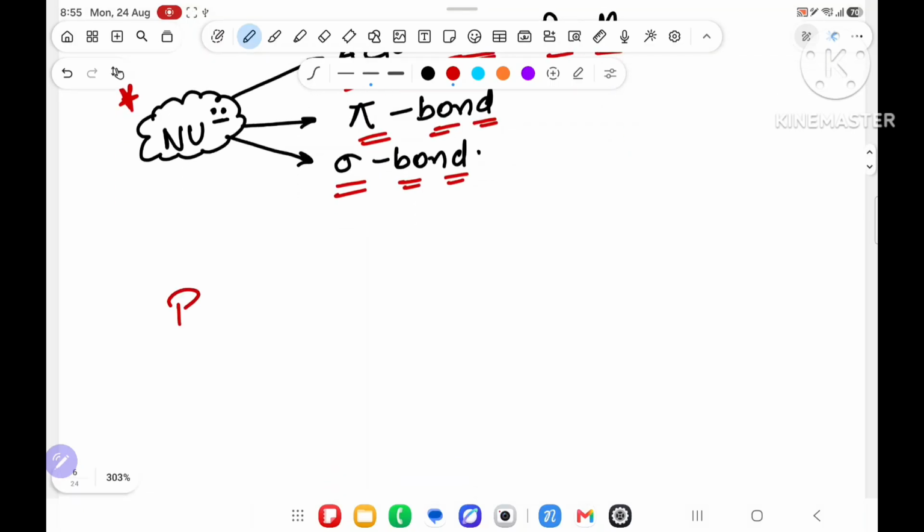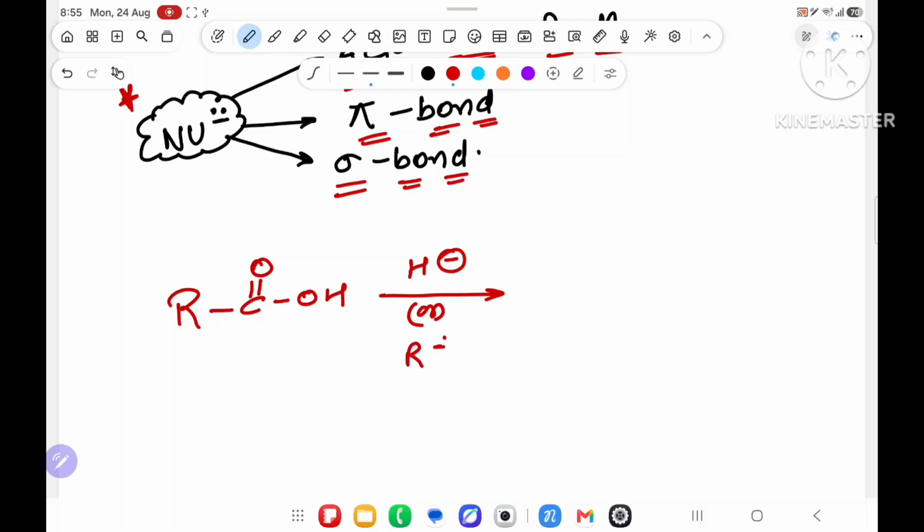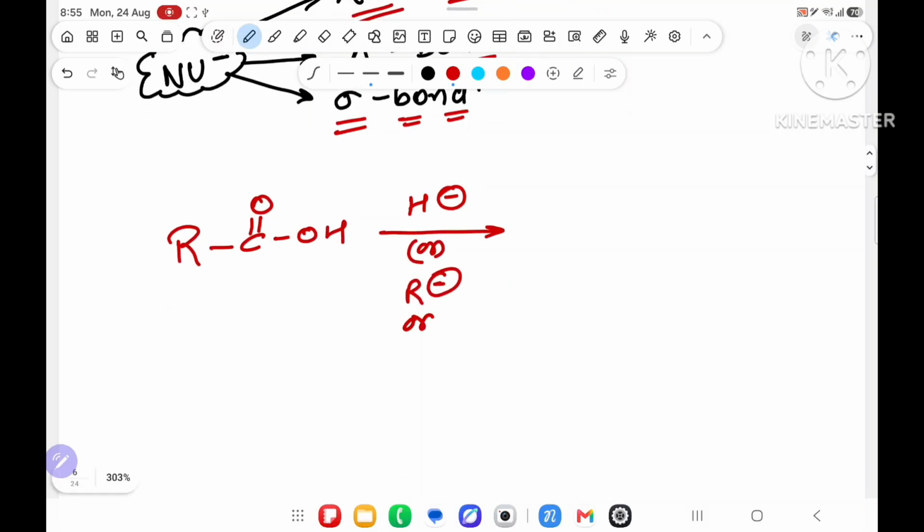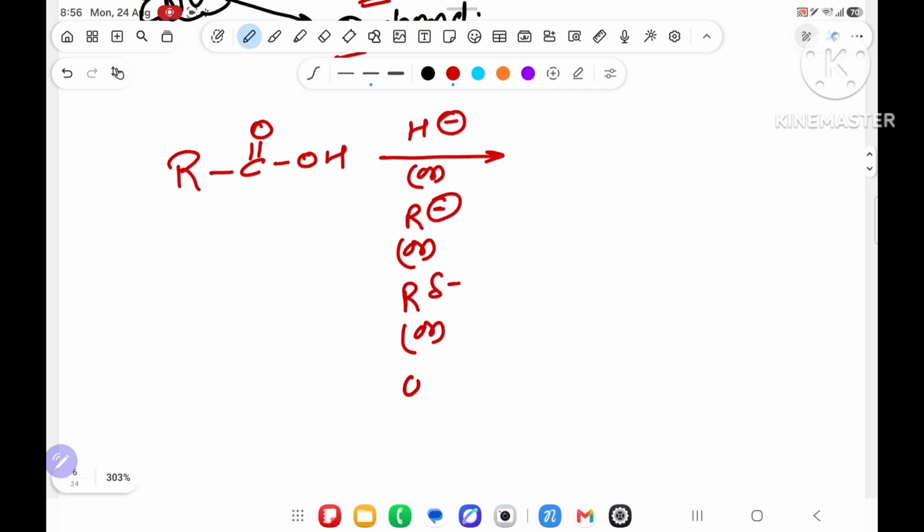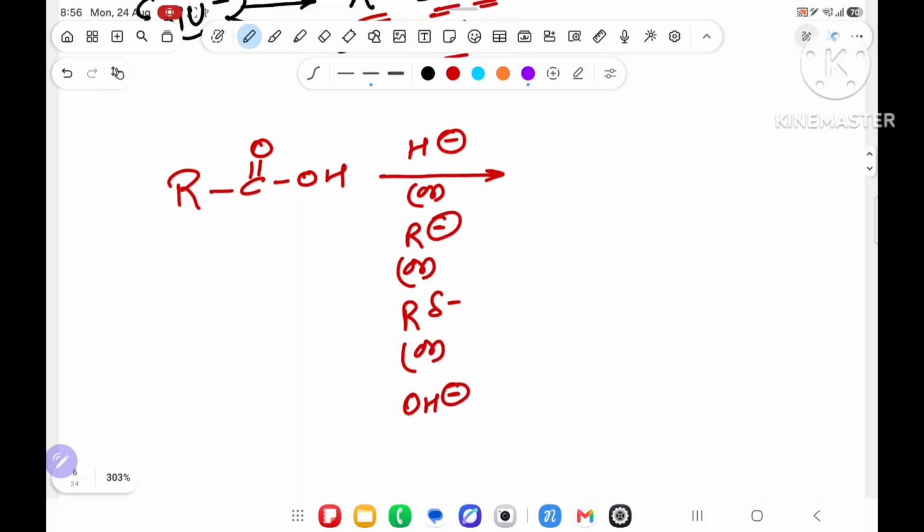Suppose I give one example, R C double bond O OH. Now you can take H minus nucleophile, or R minus nucleophile, or OH minus nucleophile. Any nucleophile you take, first it will try to do acid-base reaction, and this carboxylic acid has acidic hydrogen. It will react here, here, here, and here.